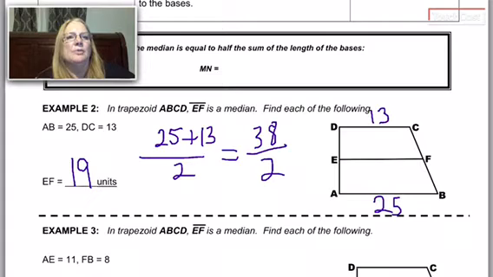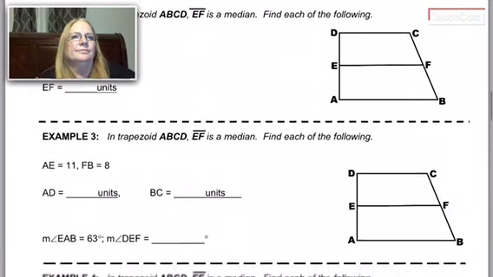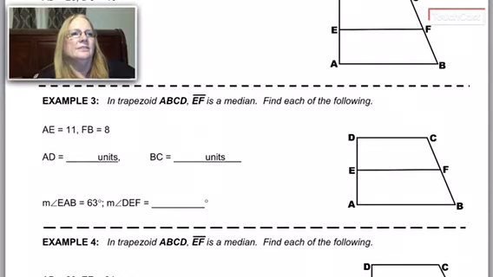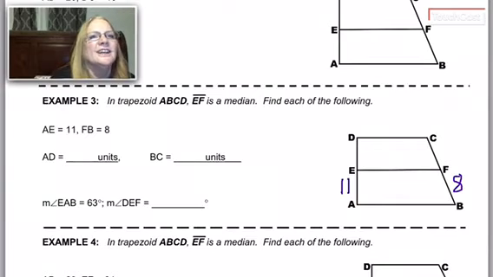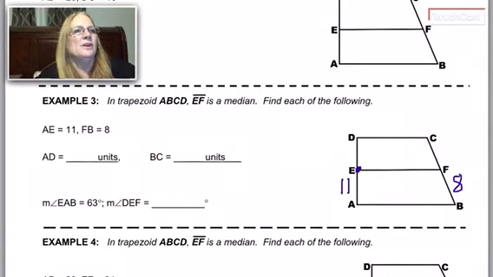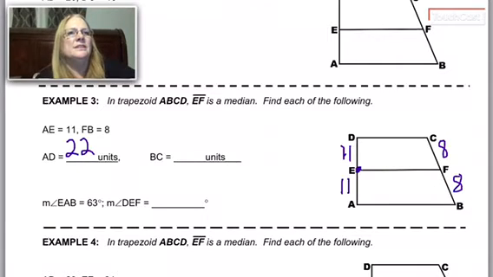Okay, let's look at example 3. AE is 11. And FB is 8. These are obviously not drawn to scale. But anyway, what would be the length of AD? Well, since this by definition is a midpoint, if that's 11, this has to be 11. So you would just add the 2 and it would be 22. And on this side, if FB is 8, CF is 8, and you add those two together, and BC is 16.